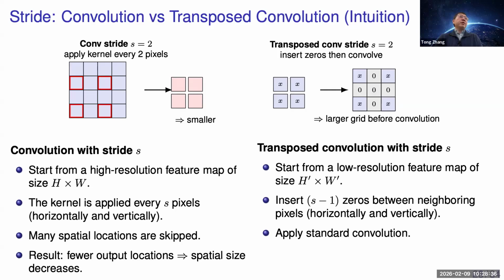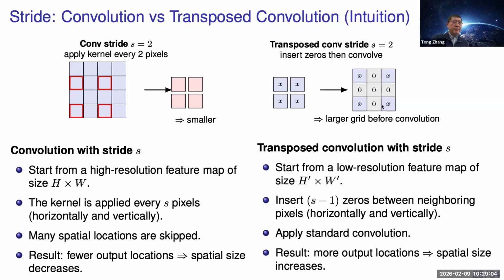But for our purpose, all we need to know is that it increases the spatial resolution. I hope that's not too complicated, but just remember that convolution with a stride reduces, and transpose convolution increases. That's all that's needed, but if you are interested, here is how it's implemented. Okay, so let's now move on.